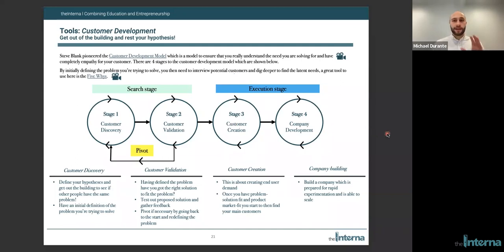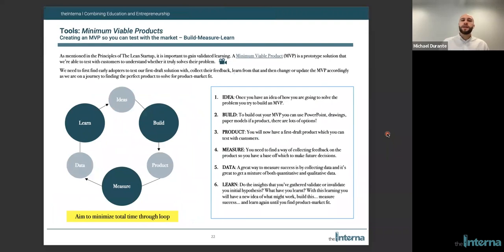I definitely recommend diving deeper into the customer development model. There's a brilliant book by Steve Blank, quite a large book called The Four Steps to the Epiphany. I definitely recommend reading it. It was one of the first books I read and it goes into a lot more detail than I have here. But essentially that's the overview of how this works.